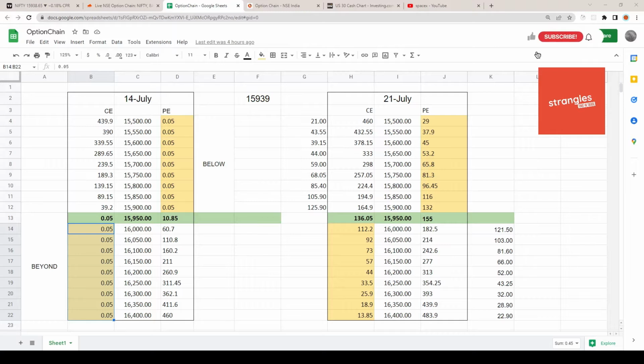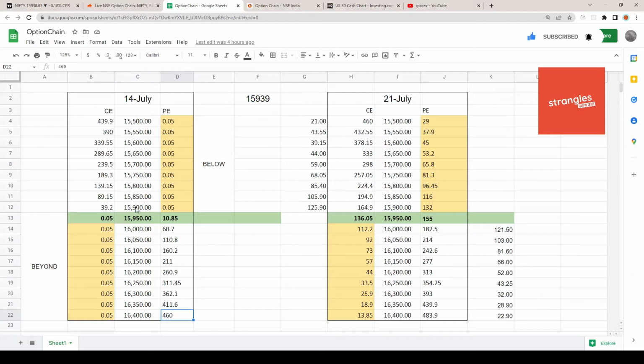But you would see there is some value for some of these in the money options, and we will see what these are and how they are calculated. Now, Nifty expired at 15,940, and you would see that the 15,900 strike on the call side has a value of around 40 rupees. Why is it 40?